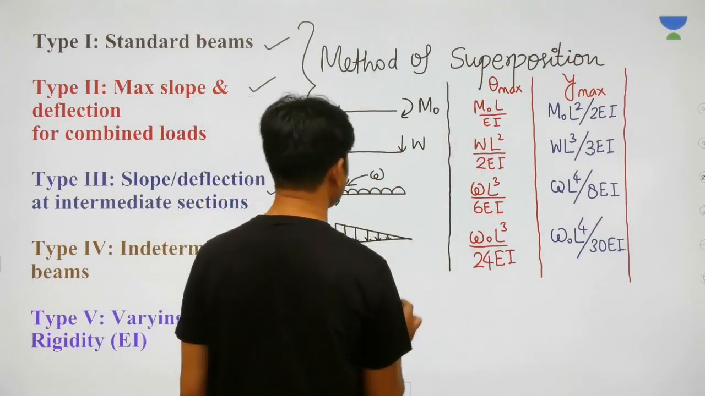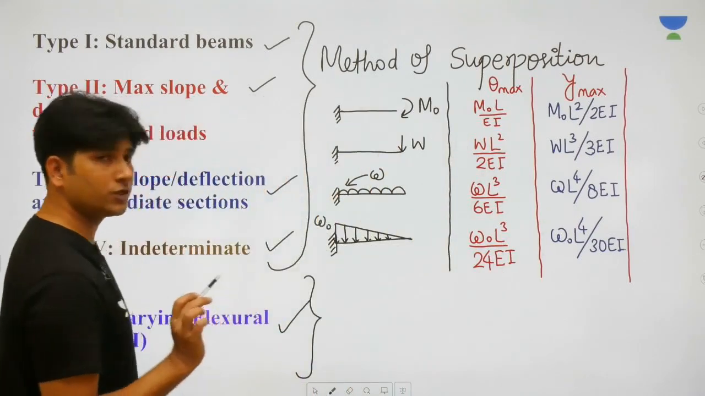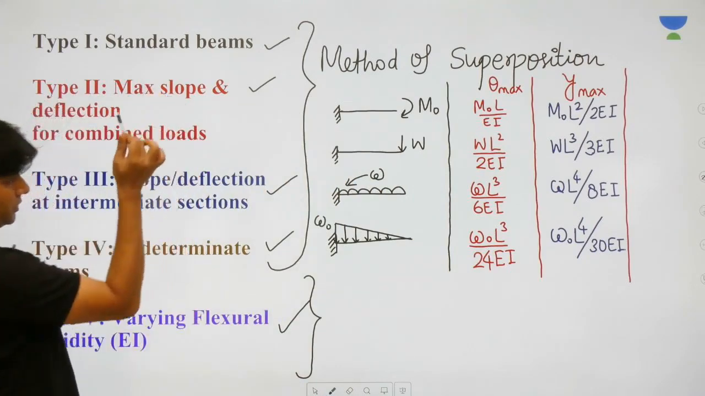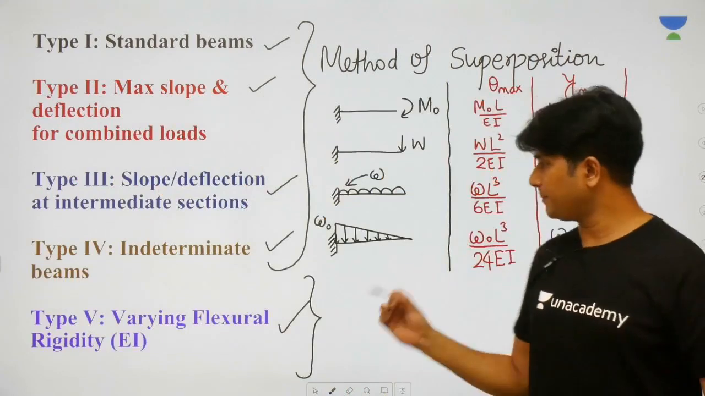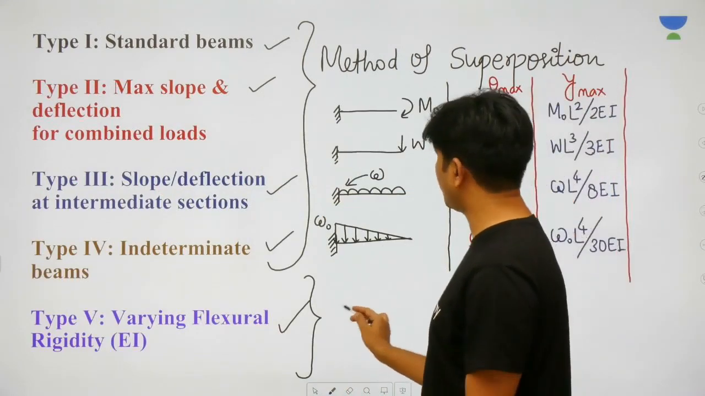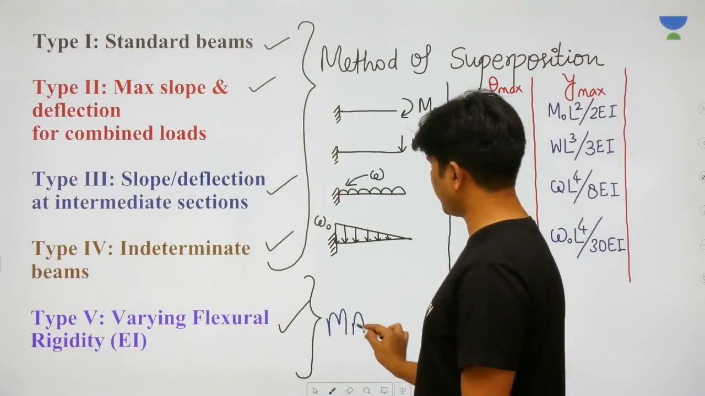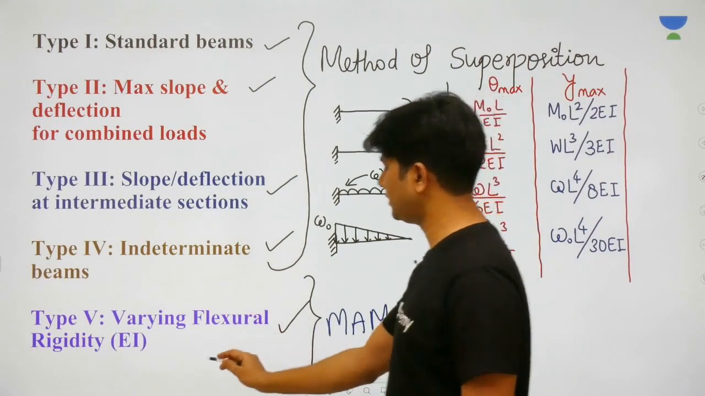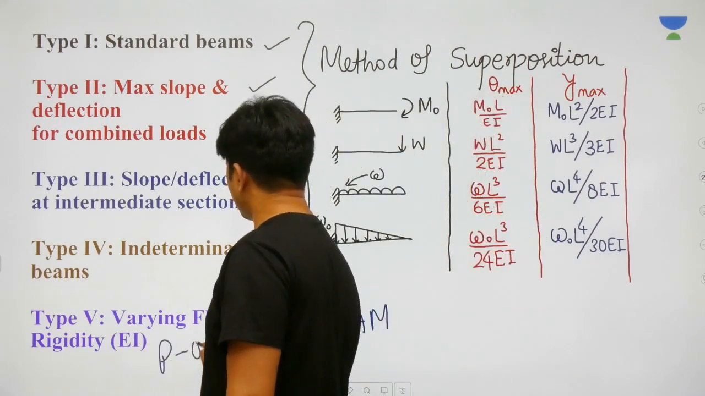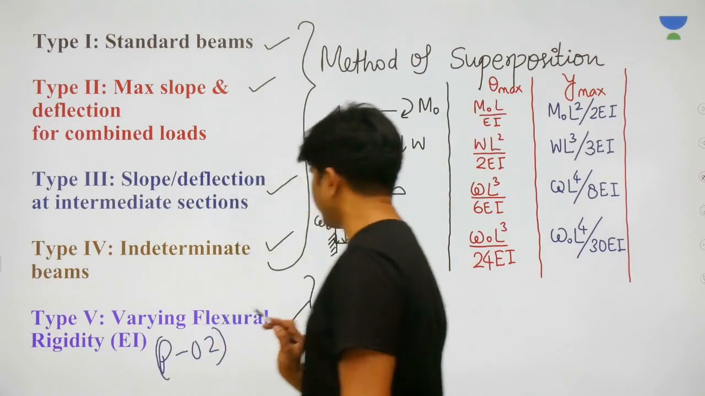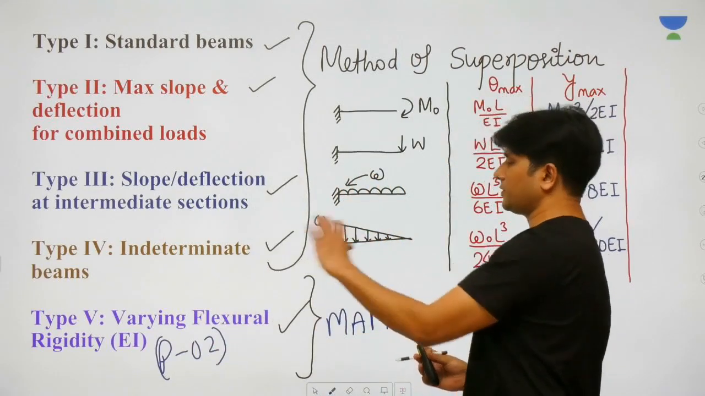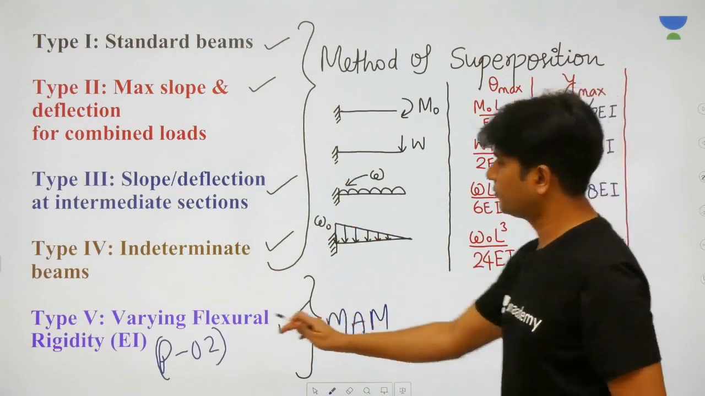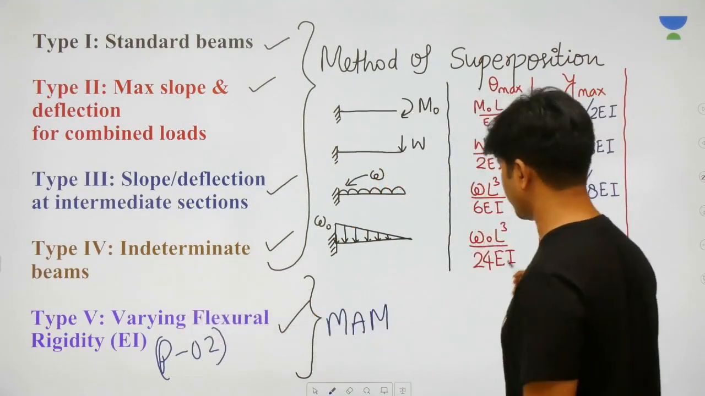Alright, so method of superposition is going to help you in type 1, type 2, type 3 and type 4 problems. For type 5 problems, which we have covered in part 2 of this series, I had recommended the moment area method, and I had also solved a problem based on that, where you have varying flexural rigidity.